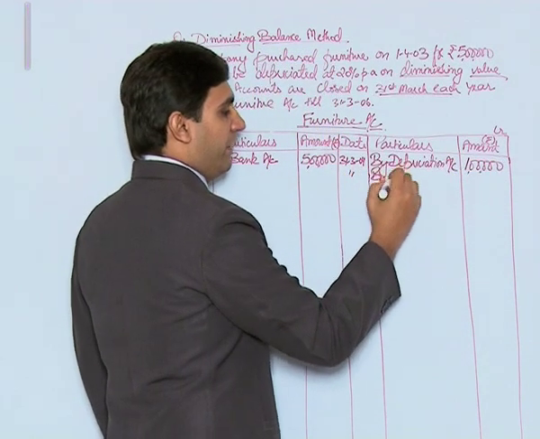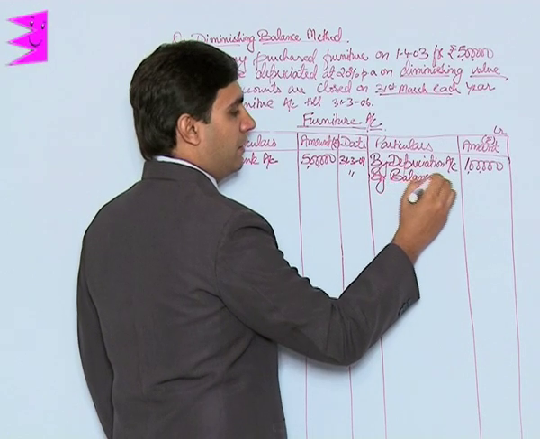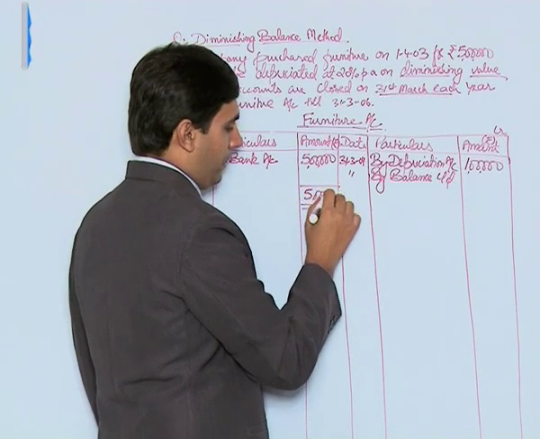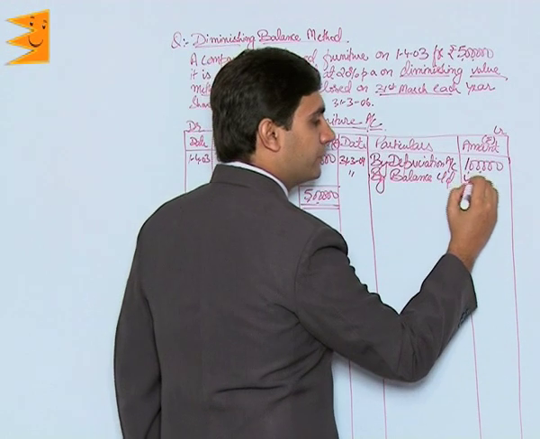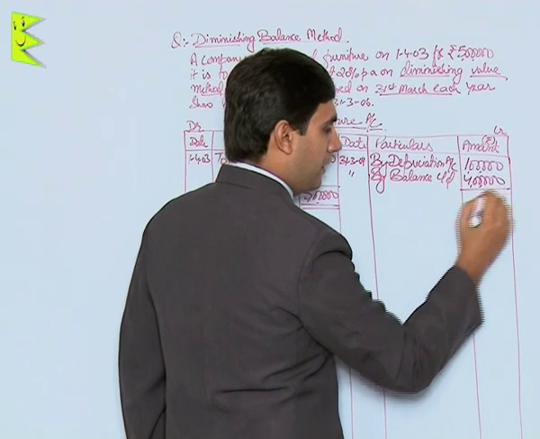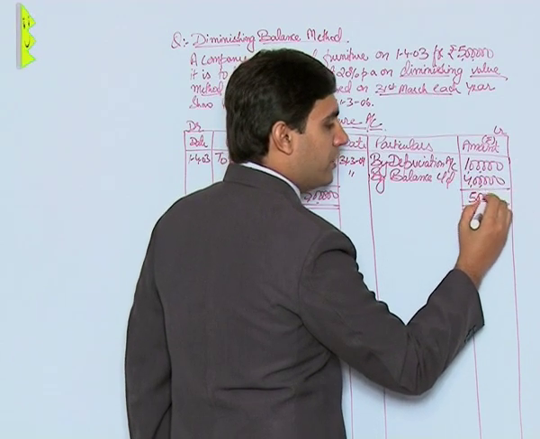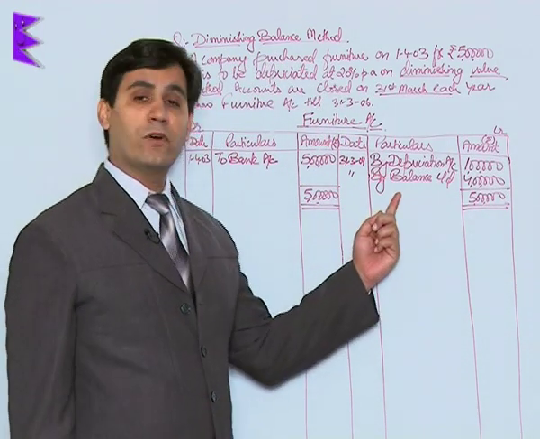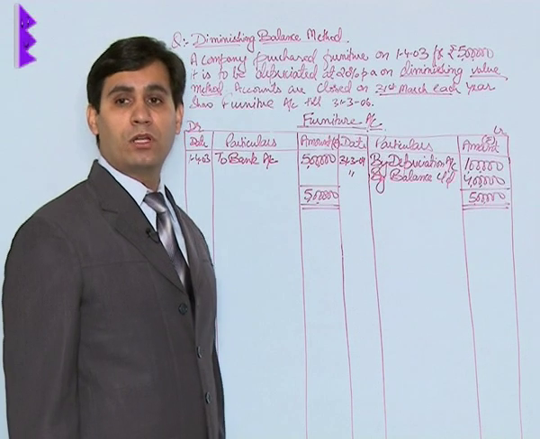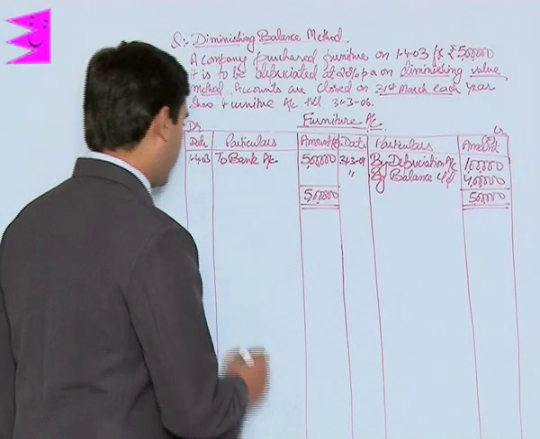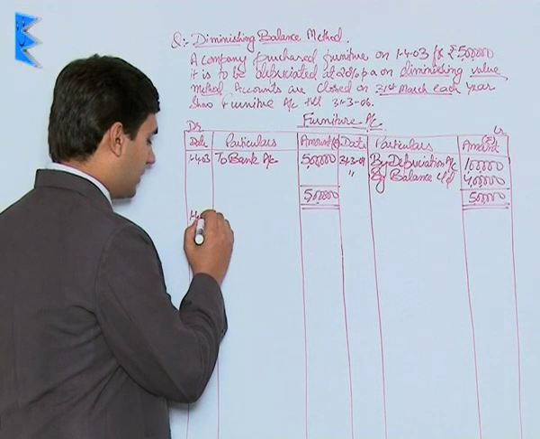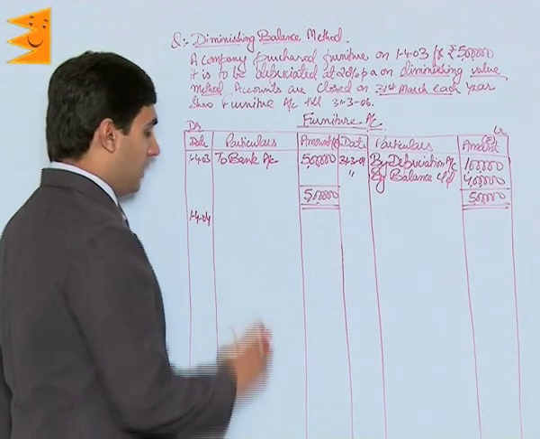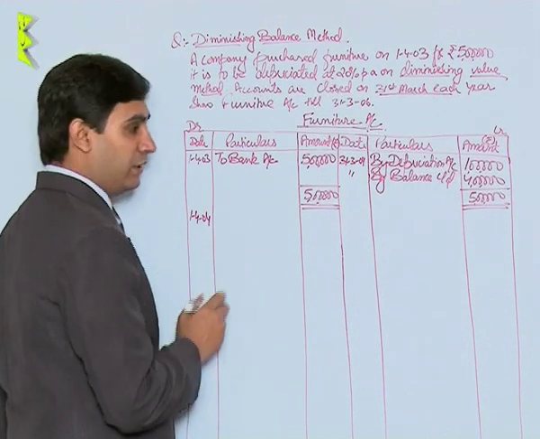On this date, we'll find out the balance, that is by balance carried down. 5 lakh minus 1 lakh comes to rupees 4 lakh, and the total is rupees 5 lakh on both the sides. Again, the closing balance for the year 2003-04 would be brought down as opening balance in the next financial year, which begins on 1st April 2004.